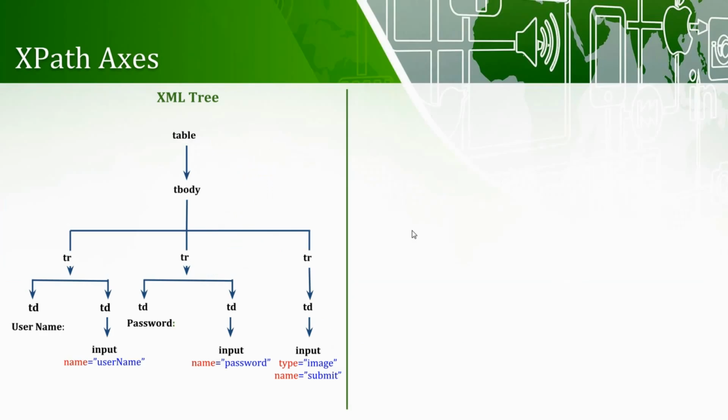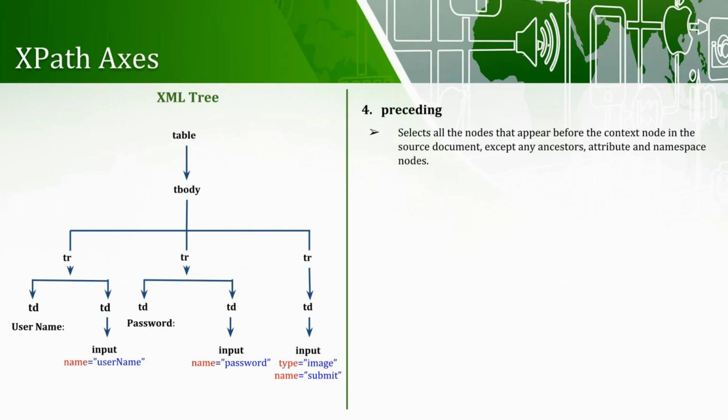The fourth axis is preceding. In preceding, we select the nodes that appear before the context node. So in following, we select the nodes that appear after the current node, whereas in preceding, we select the nodes that appear before the current node. Again, we cannot select here ancestor, attribute, and namespace nodes. You have to remember this. The syntax is similar, just preceding::tagname.